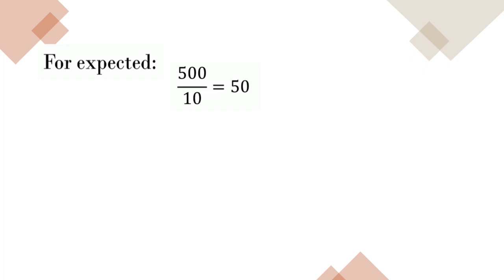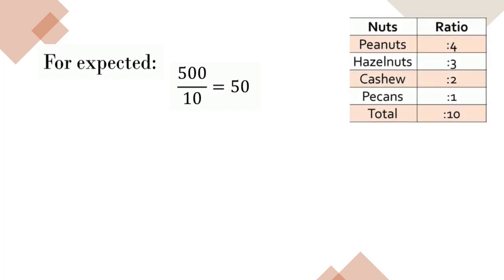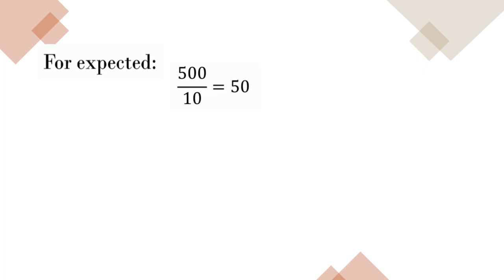For expected, we have to divide the total observation by the total ratio. So all in all, we have 500 nuts, then divided by the total ratio, which is 10. 4 for peanuts, 3 for hazelnuts, 2 for cashew, and 1 for pecan, a total ratio of 10. So 500 divided by 10 is equal to 50.